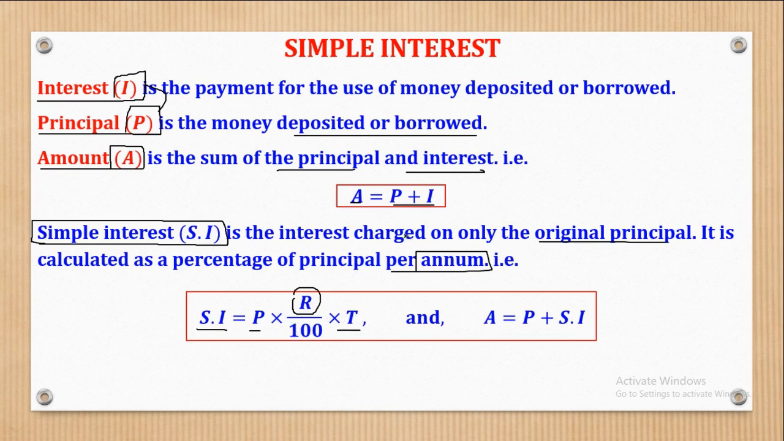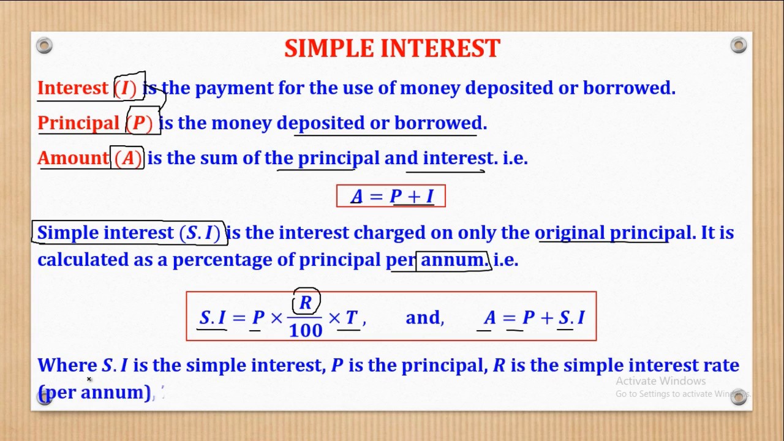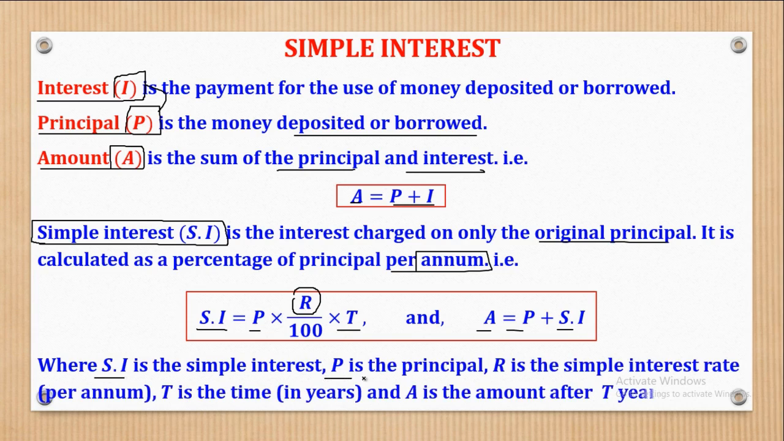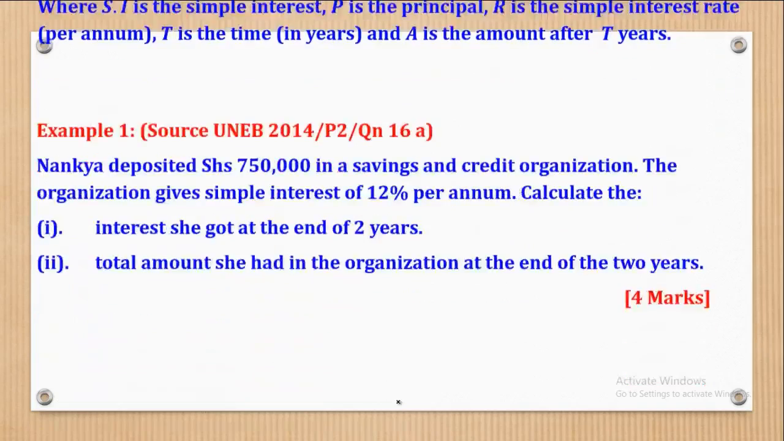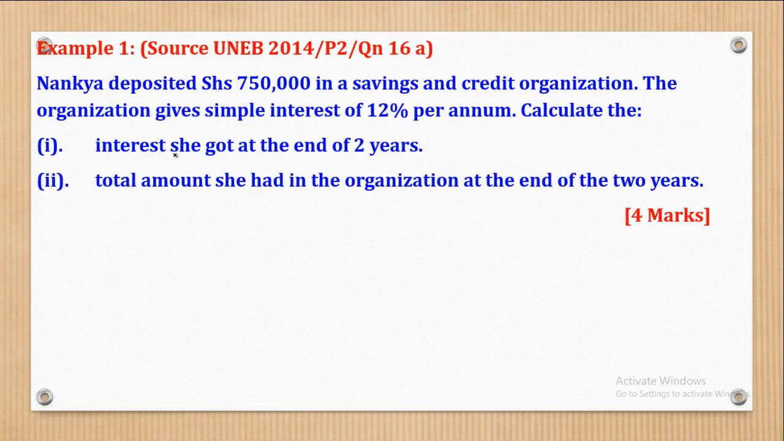And also since we know that A is equal to P plus I, under simple interest we shall say that A is equal to P plus SI. So these are the terms. SI means simple interest, P means principal, R is the simple interest rate per annum, T is the time in years, and A is the amount after time T. So basically that's what you need to know in this video. Now let's go to the examples.